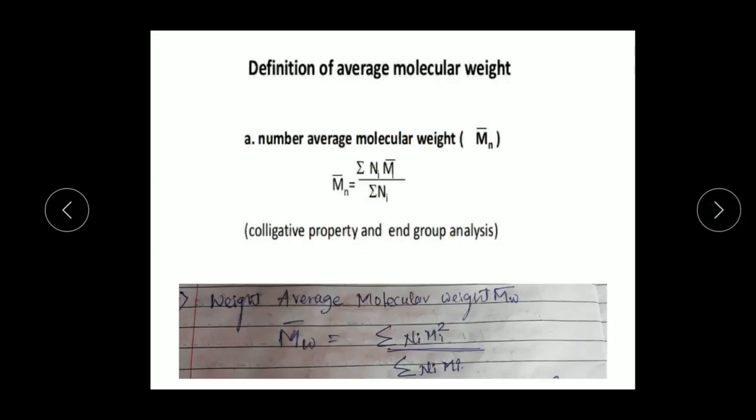The mathematical representation for calculating the molecular weight. Number average molecular weight, represented as Mn bar, is equal to the summation of ni times mi divided by the summation of ni, where ni is the number of molecules and mi is the weight of each molecule. Second, weight average molecular weight, represented as Mw bar, is equal to the summation of ni mi squared divided by the summation of ni mi.